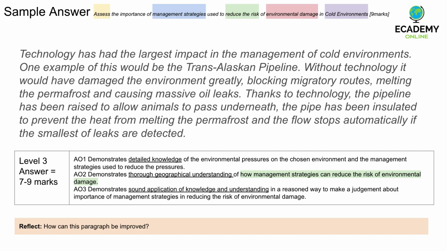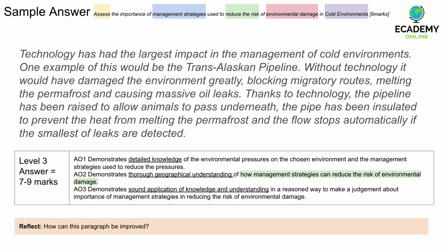At GCSE, that would help you even more towards the 7 to 9 mark question. But here the candidate has written this well enough, and that should be sufficient to get into a level 3 answer. Then it goes on to say, thanks to technology, the pipeline has been raised. So it shows now how this strategy is now reducing environmental damage. And it talks about the fact that animals are allowed to pass underneath.